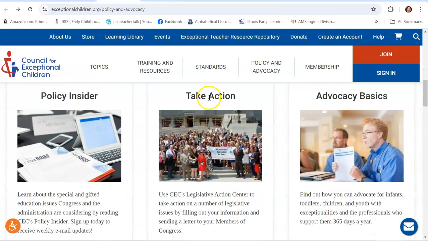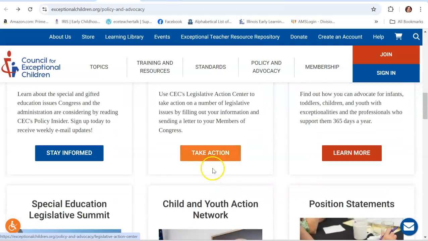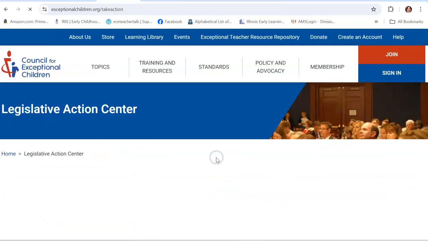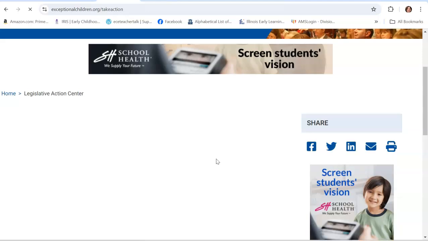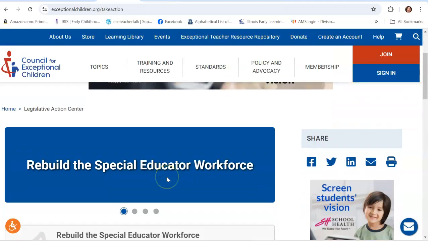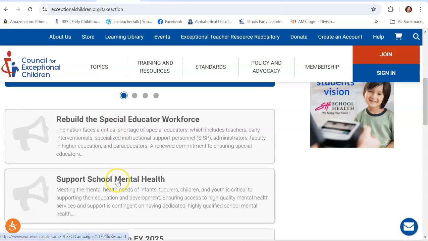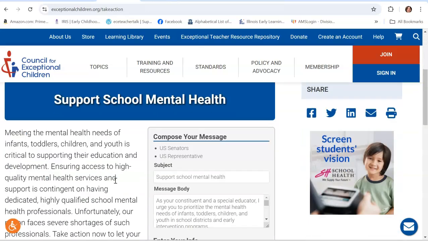If you go to taking action, you can see the Legislative Action Center has, so you can actually go in. So if a topic that you're interested in is school mental health, you can click on this. And a lot of these sites will have these pre-written letters. This makes writing legislators super, super easy.